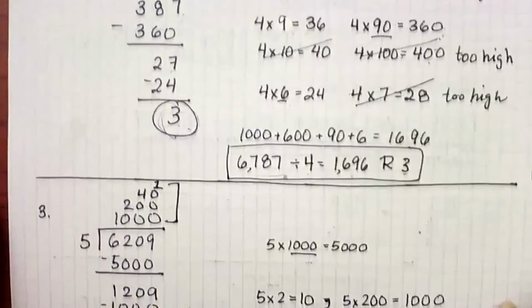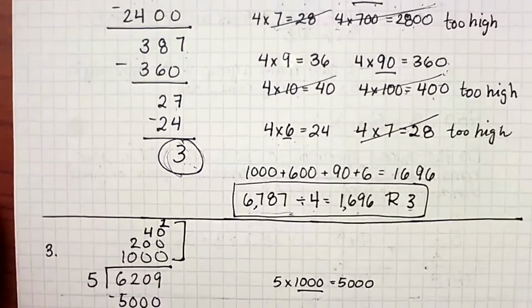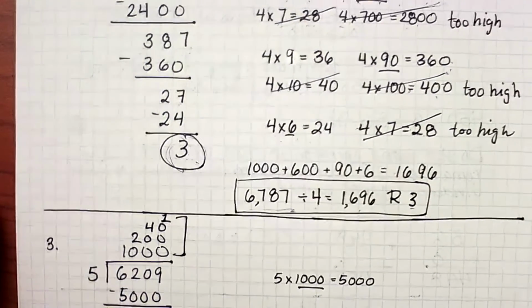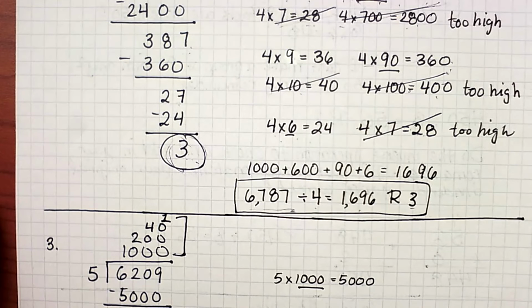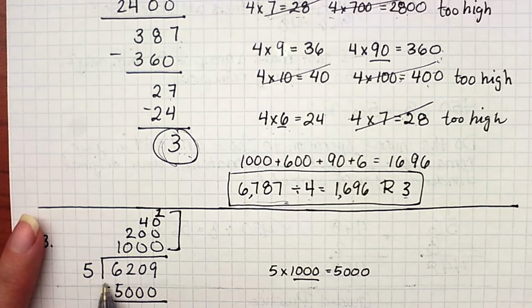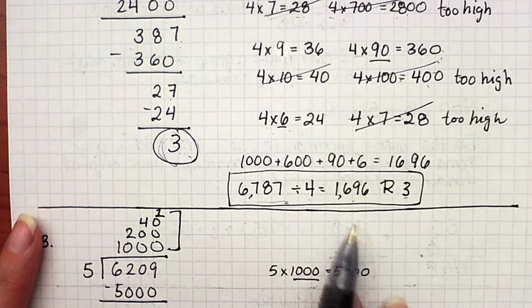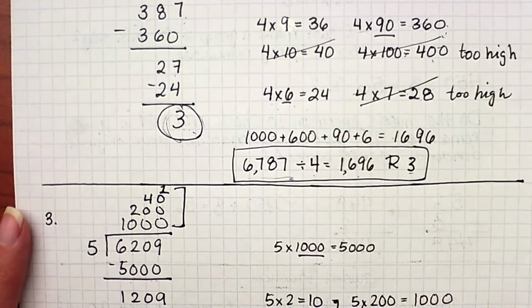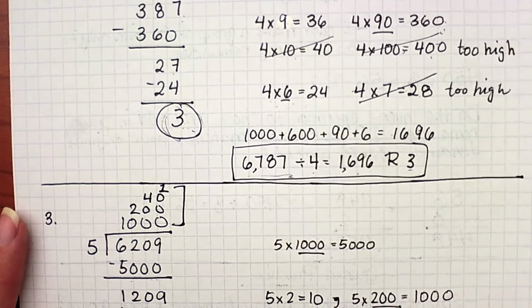And for our last guided practice question, it asks you how many groups of 5 are there in 6,209? So I'm going to start real basic. I know that 5 times 1,000 is 5,000. So I know I can at least do 5,000. I'm going to start there. So 6,209 minus 5,000. Put my 1,000 up on top. I subtract them from each other. I end up with 1,209.